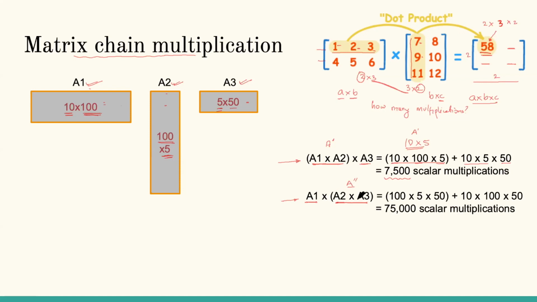Similarly, if we do A2 times A3 first, multiplying these two will need 100 times 5 times 50 multiplications to give us A double dash. Now the dimension of A double dash is 100 by 50. If we want to multiply a matrix of size 10 by 100 with another matrix of size 100 by 50, the number of multiplications we have to do is 10 times 100 times 50. This gives us 75,000 scalar multiplications, which is way more.